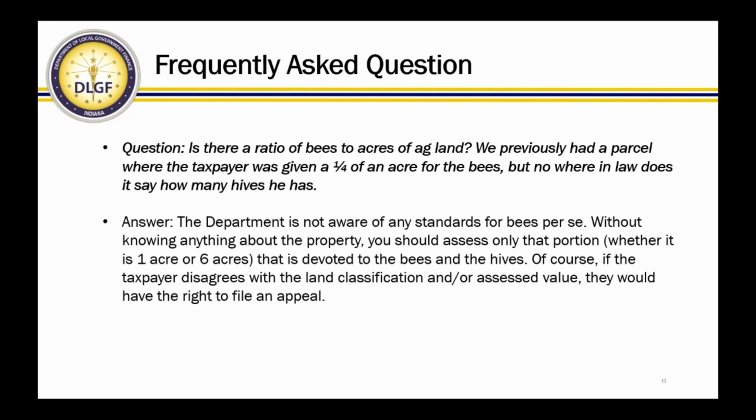So I mentioned bees a minute ago in terms of what could be under agricultural land. A question came up: is there a ratio of bees to acres of ag land? In this case, we previously had a parcel where the taxpayer was given a quarter of an acre for bees, but nowhere in the law does it say how many hives he has to have. We're not aware of any standards per se for bees, but certainly you should only assess that portion of the property, that land that is devoted to the bees and the hives. And if the taxpayer disagrees with the land classification or the assessed value, they would have the right to file an appeal.